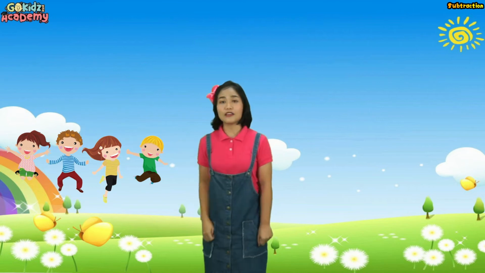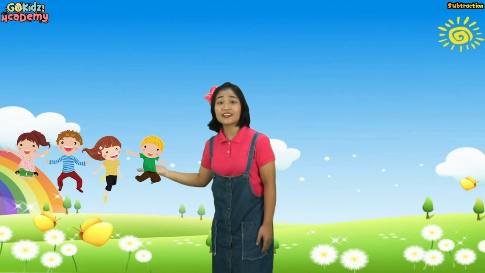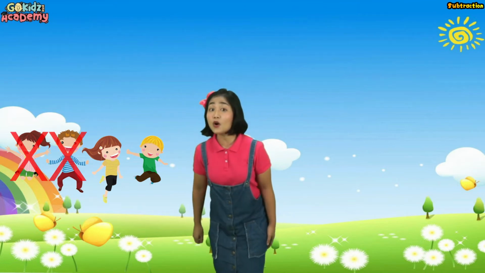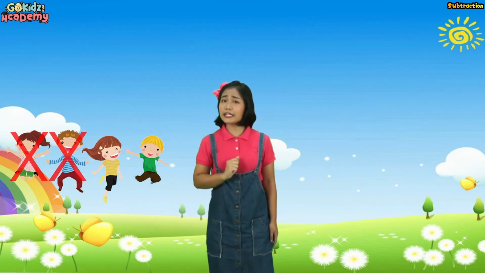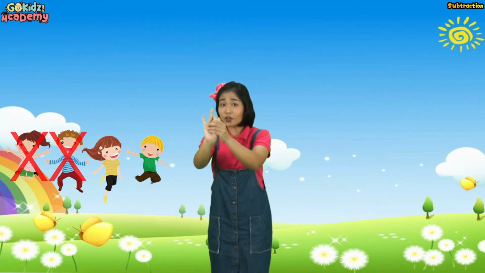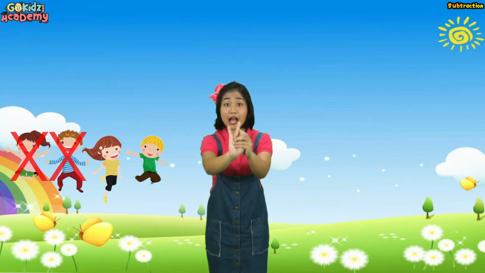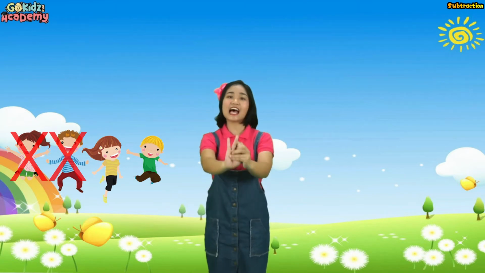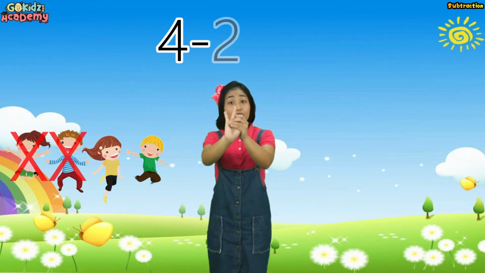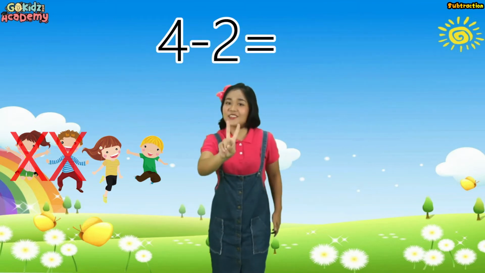Next example, we have here 4 kids. The mother of the 2 kids called them to go home. So, there are how many kids left? From 4 kids, the 2 were called by their mothers. So, we have 2 kids left. So, 4 minus 2 equals 2.